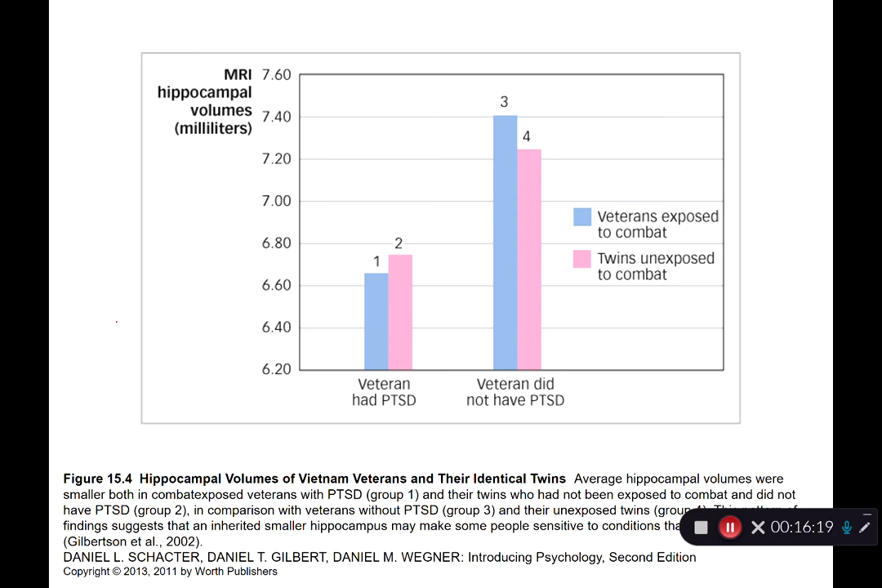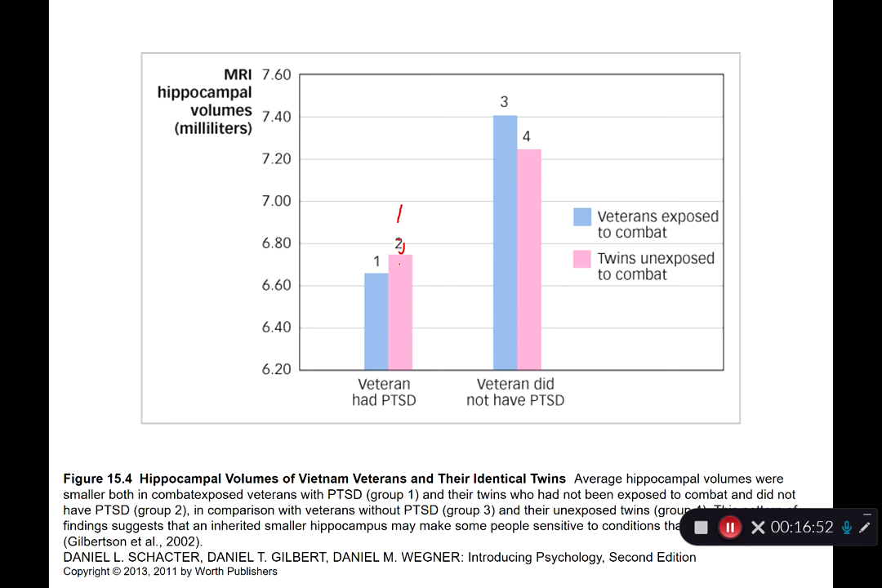And what you see is that the twins who were unexposed to combat, bar number 2, this one here, had smaller hippocampal volumes, just like their brothers, the twins who did experience combat and had PTSD. Now, the twins here, number 2, the unexposed to combat twins, did not have post-traumatic stress disorder.